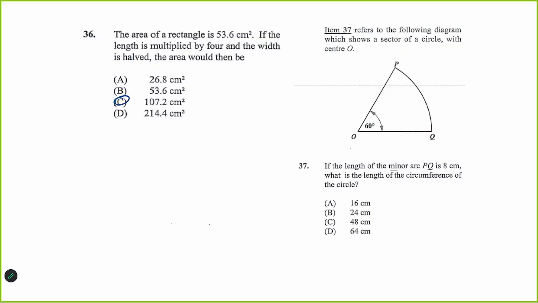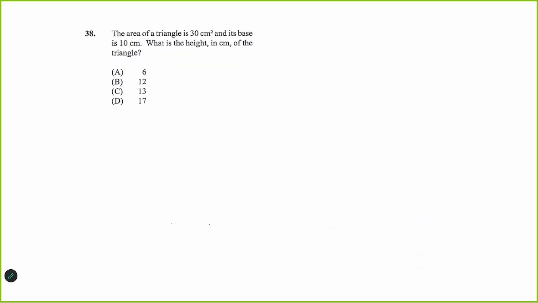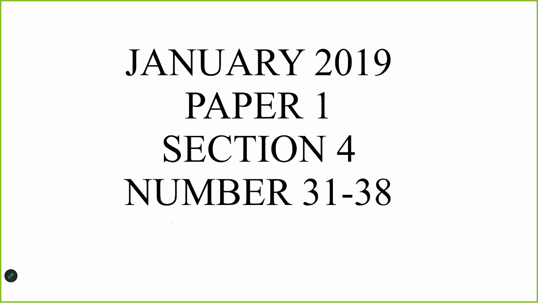Right, if the length of the minor arc is 8, what is the length of the circumference? So we know 1 over 6 is 8, then 6 over 6 would be 48. We did this question. The area of a triangle is 30 and its base is 10, so that's 10 by something over 2 equals 30. That is 10 by something equals 60, 3 2s are 6, so the answer is 6, so A is the answer.